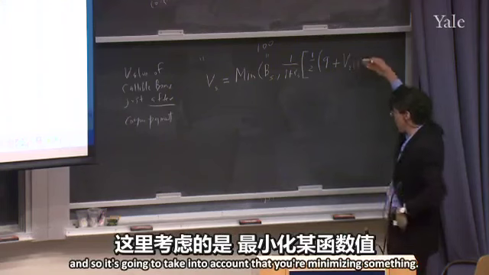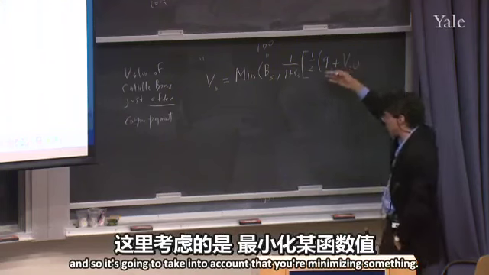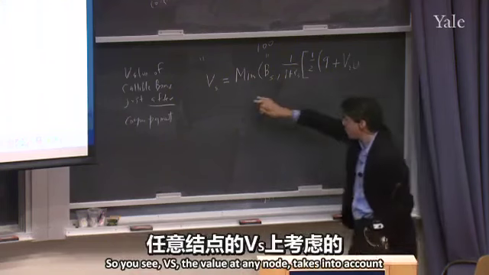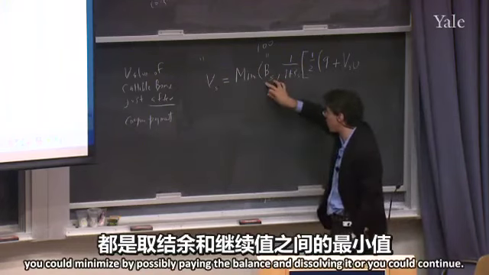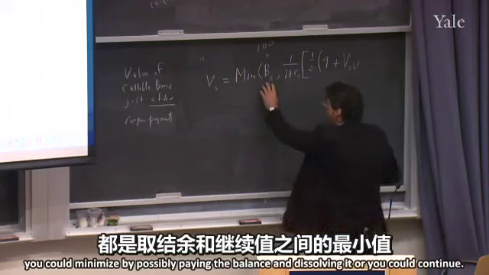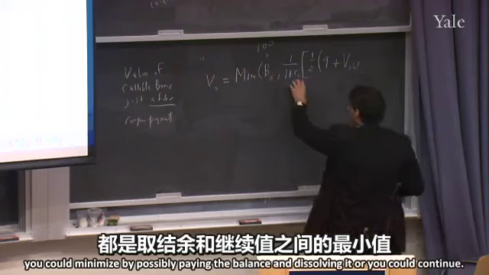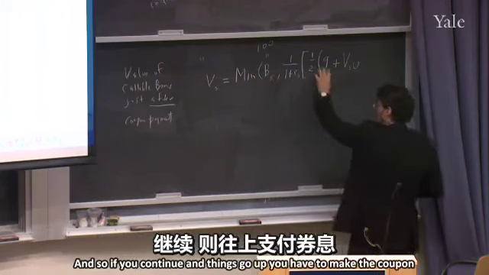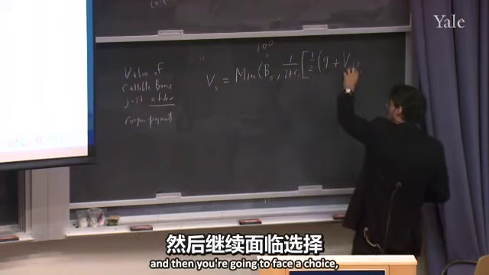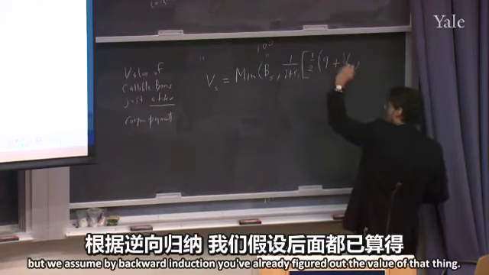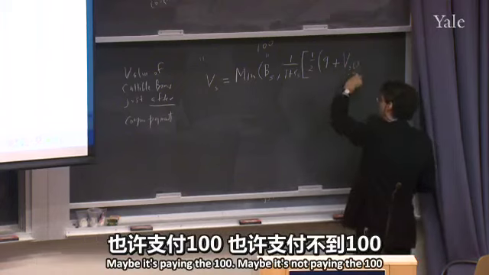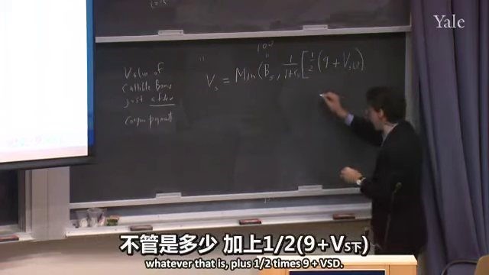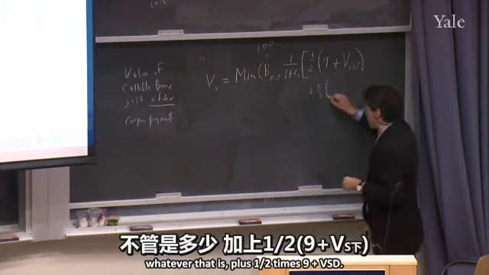That's VSU. And so it takes into account that you're minimizing something. VS, the value at any node, takes into account that you could minimize by possibly paying the balance and dissolving it, or you could continue. If you continue and things go up, you have to make the coupon, and then you're going to face a choice. But we assume by backward induction you've already figured out the value of that. Maybe it's paying the 100, maybe it's not. Whatever that is, plus a half times 9 plus VSD.